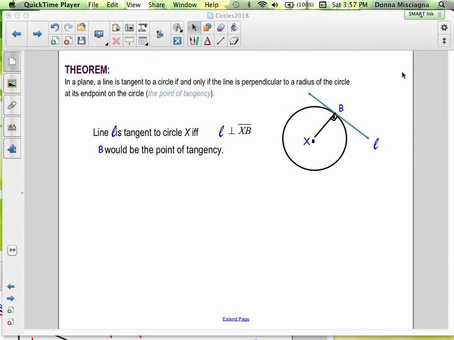Let's look at working with tangents. So in a plane, a line is tangent to a circle if and only if the line is perpendicular to the radius of the circle at its endpoint on the circle, which is the point of tangency.